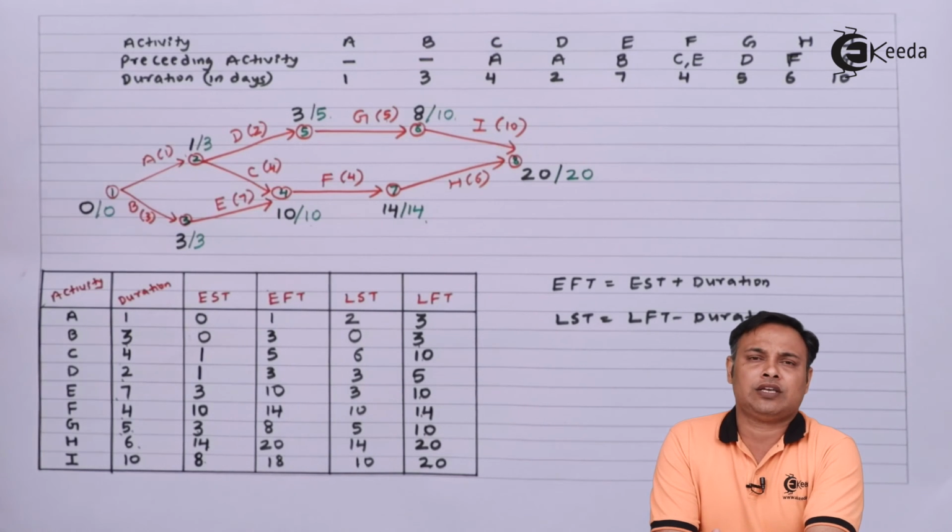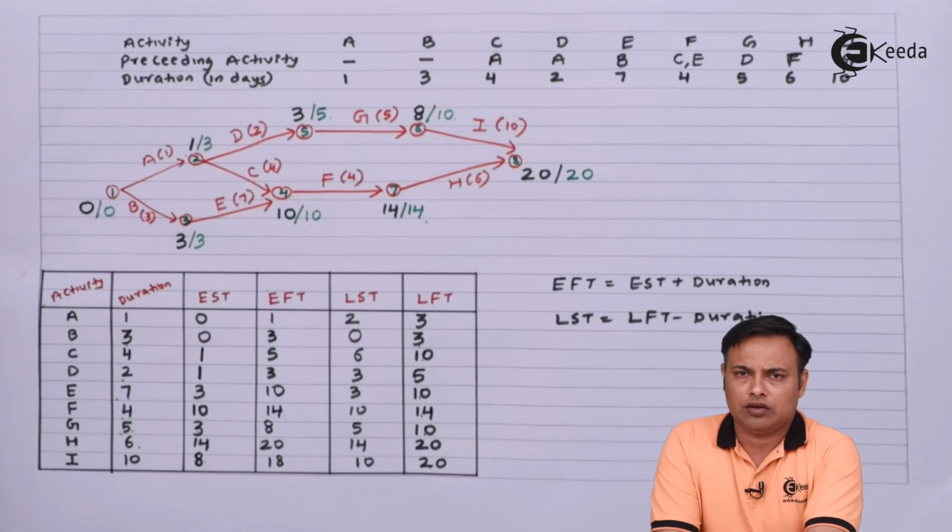I hope you got the basic calculations correct. Work out the methods, learn the forward and the backward calculations, and based on that we calculate earliest starting time, earliest finishing time, latest starting time and latest finishing time.